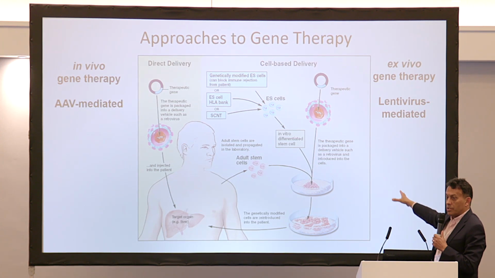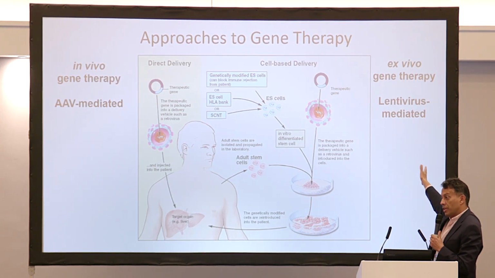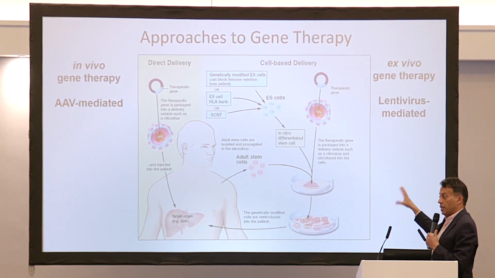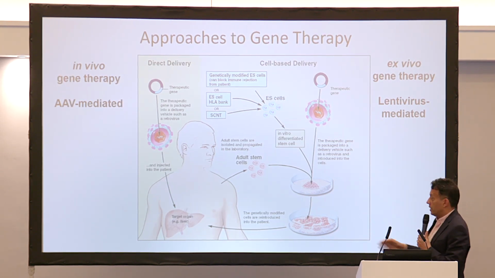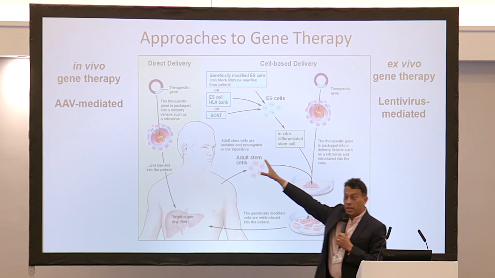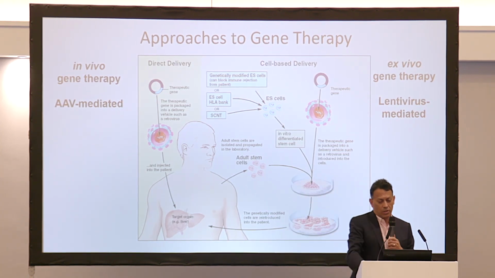You harvest cells from the bone marrow, you transfect them in a dish, delivering a healthy copy of the gene, and you deliver those cells back. What I will be focusing on today is the AAV gene therapy approach.